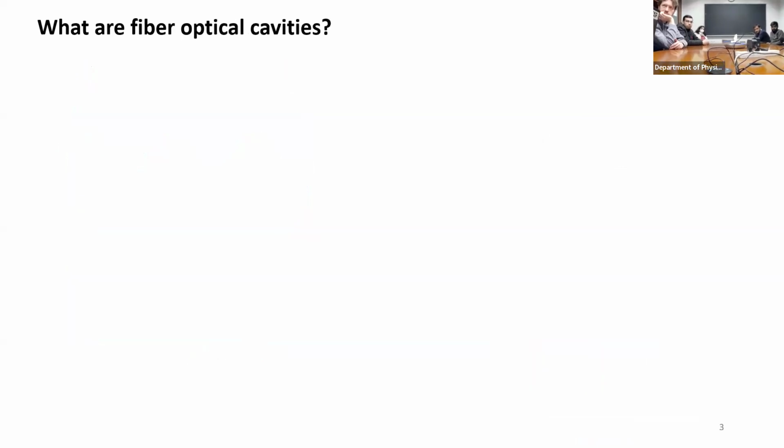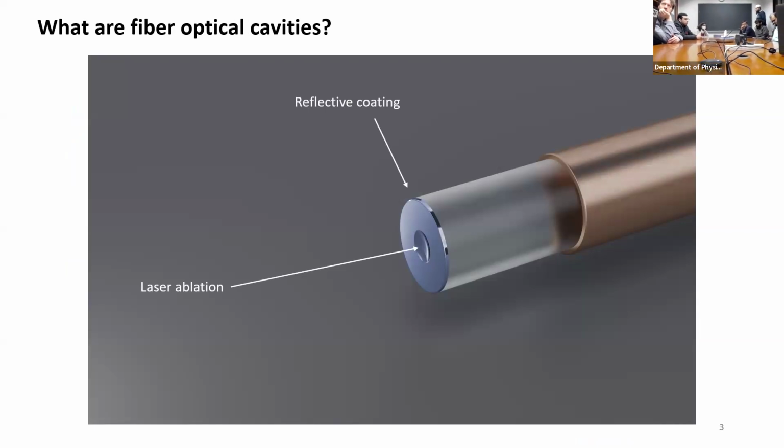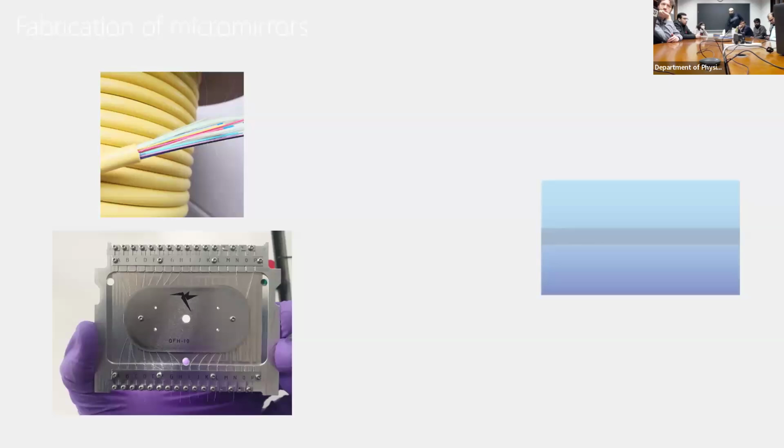But what are fiber optical cavities? A fiber optical cavity is when you make this mirror on the end facet of an optical fiber. What we do, and I will explain this in detail, is use laser ablation to produce these concavities on the end facet of the fiber, and then we apply a reflective coating on the end facet to produce these mirrors. So how does this happen?